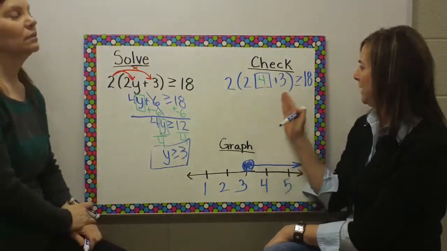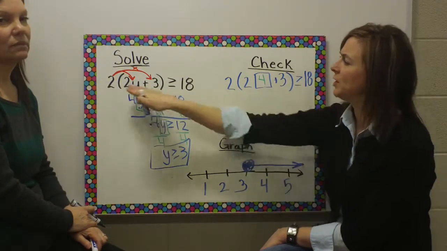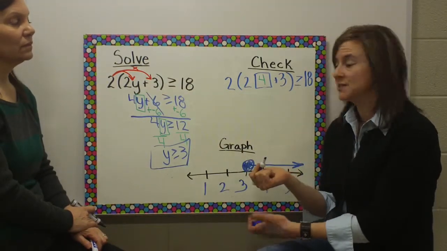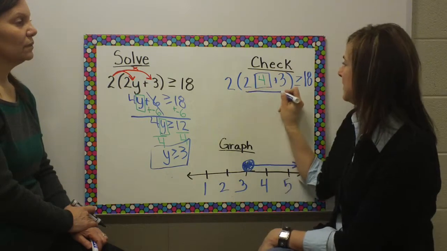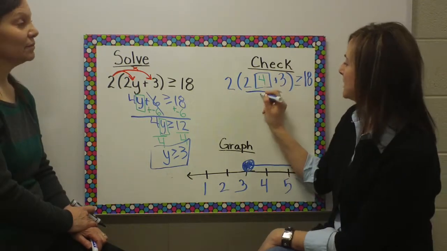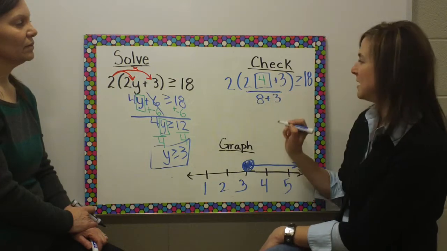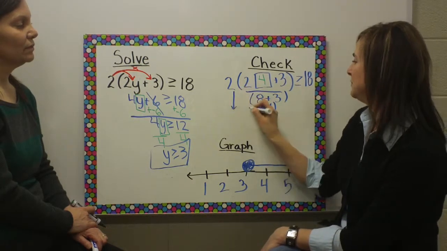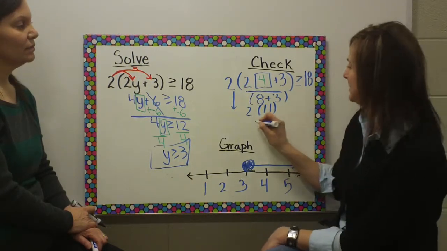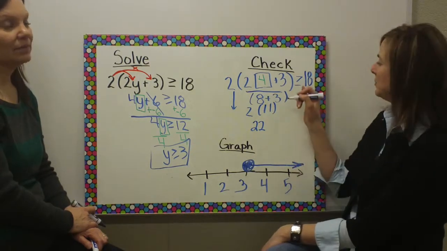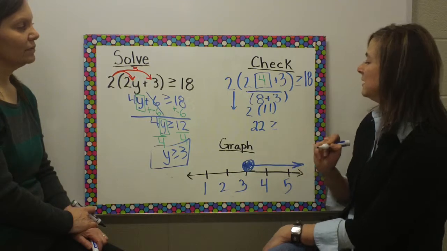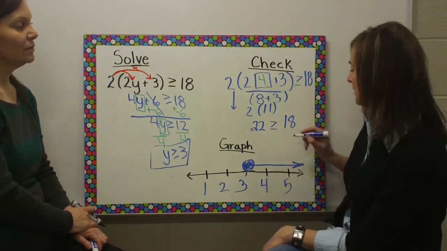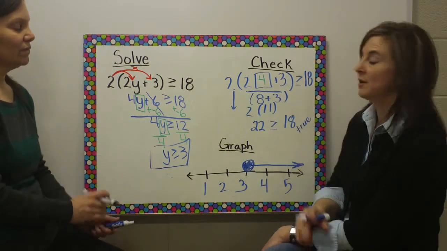Now, because we can solve this, over here we couldn't solve inside the parentheses. We can use our order of operations instead of the distributive property, which means I can solve inside the parentheses first. 2 times 4 is 8, plus 3. 8 plus 3 is 11. Bring down my 2. 2 times 11 is 22. And now I'm going to compare that over here. So I bring down my sign, greater than or equal to 18. And that is a true statement. 22 is greater than or equal to 18. So I know I'm on the right track.